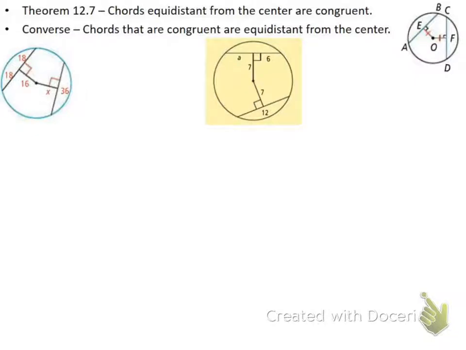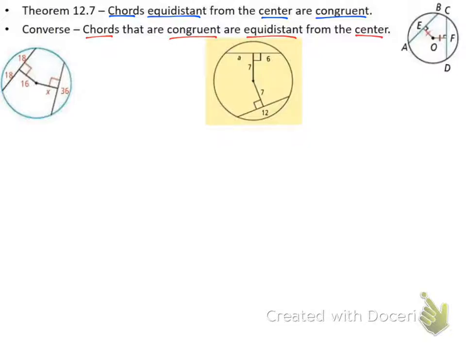Next two theorems that we have talk about chords being the same distance from the center. So if I have chords that are the same distance from the center of congruent circles, they're going to be equal to each other. The chords are equal to each other. Then the converse is that if I have chords that are congruent, they are the same distance away from the center.